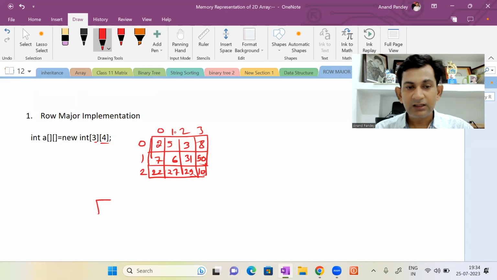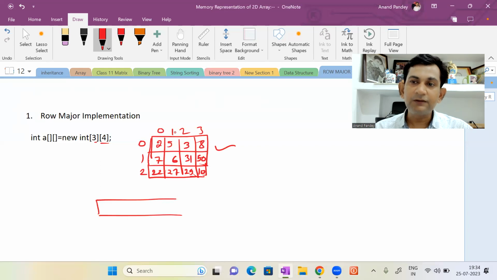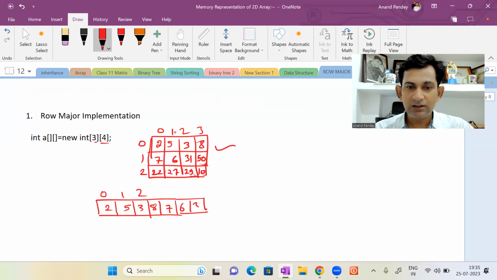The memory will not be allocated in this tabular form. It will be allocated in linear form, and there are two methods: row wise and column wise. If it is allocated row wise, that is called row major implementation. So what happens in row major implementation, that I'm telling you. The elements of first row, 0, 1, 2, what are those? Here 2, 5, 3, 8, row wise. The elements of second row 7, 6, 31, 50. Then the elements of third row.